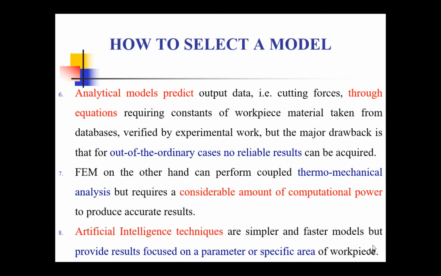But in the case of artificial intelligence techniques, these are really fast and predict better results. But they focus on a particular parameter. For a given input, a model will be developed, and it focuses on the particular output only. It won't provide the other outputs. So it gets focused on a specific parameter or area.